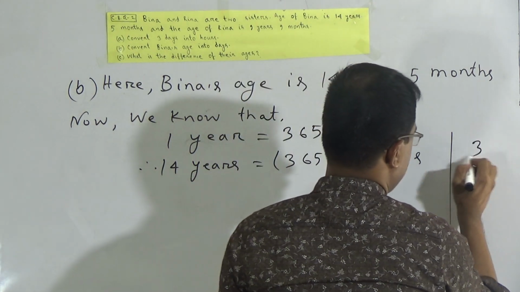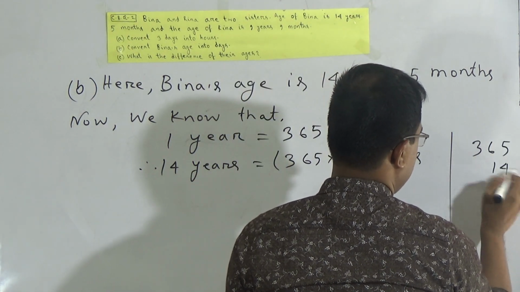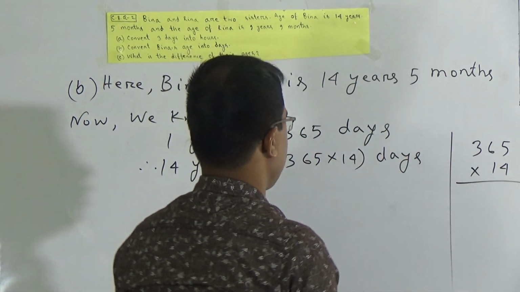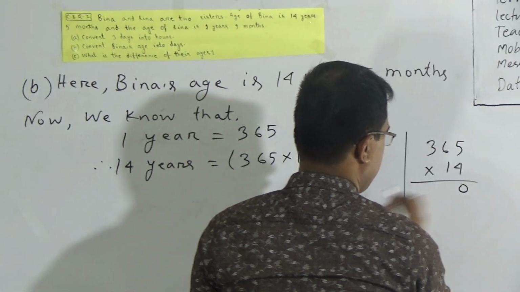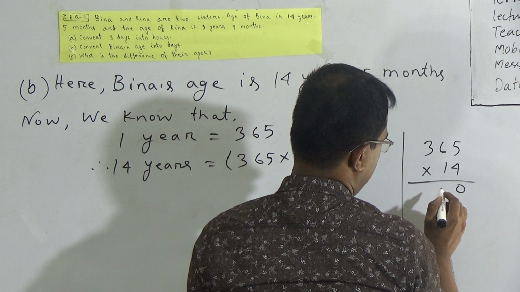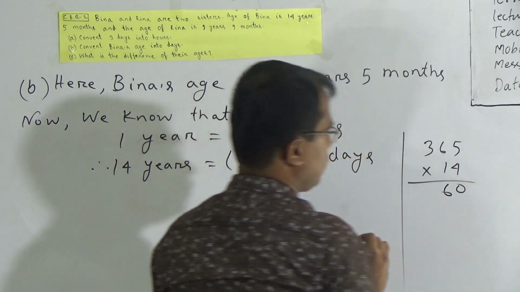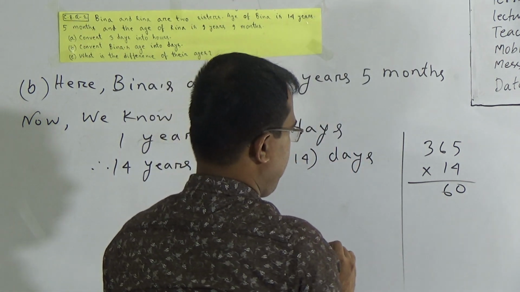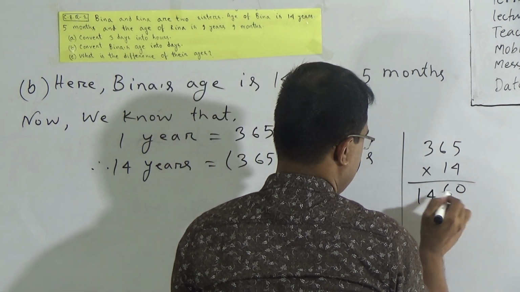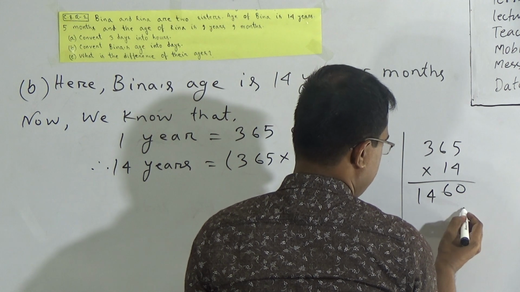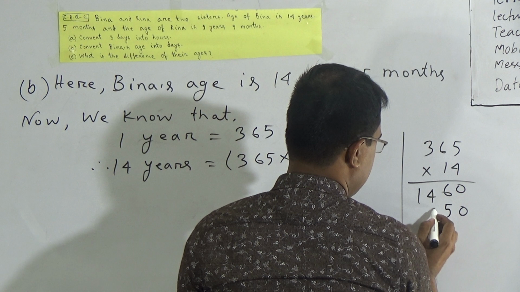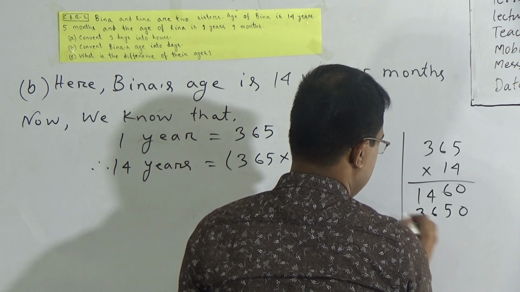Now, if we multiply 365 by 14, then at first we have to multiply 365 by 4. Here 4 5s are 20, from 20 we will write 0 carrying 2. 6 4s are 24. 24 plus 2 is equal to 26, from 26 we will write 6 carrying 2. 4 3s are 12, 12 plus 2 is equal to 14. Now in second step, at first we have to give 0 in one place. Now 1 5s are 5, 1 6 are 6 and 1 3s are 3.